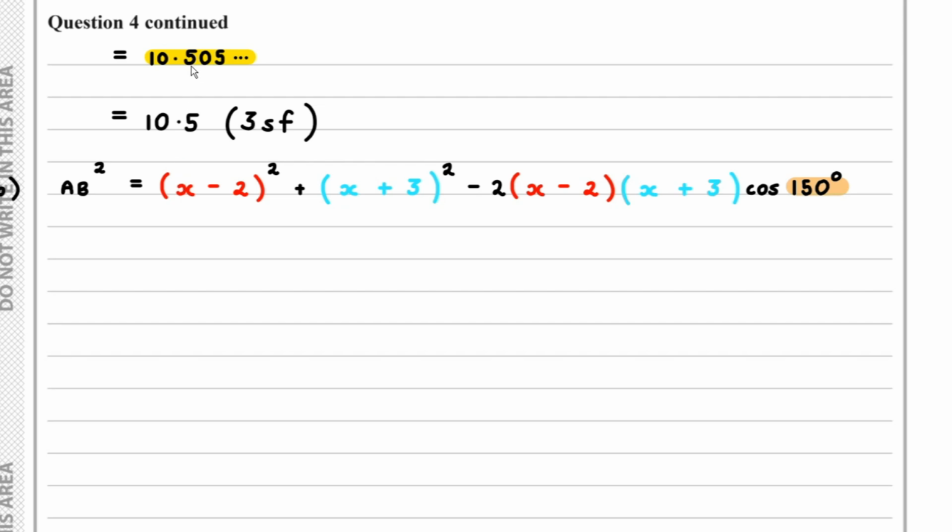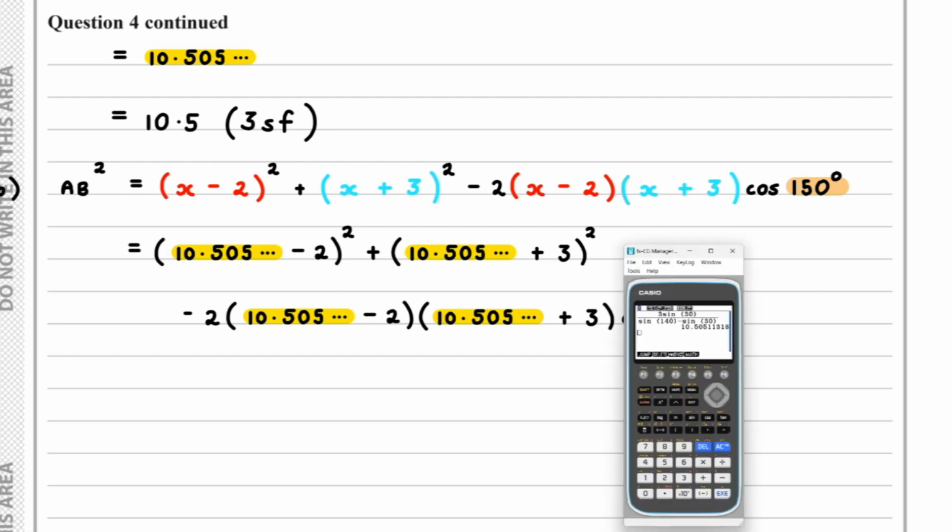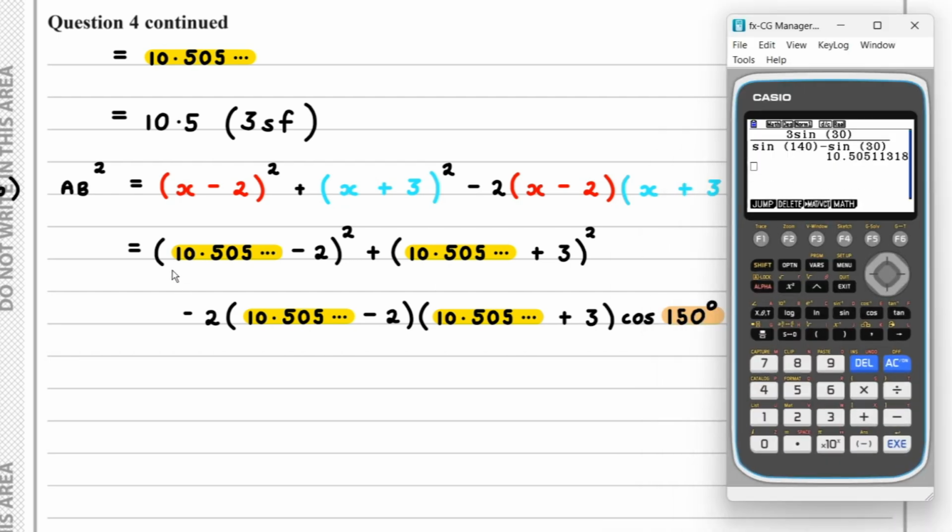We know what x is, that's 10.505, etc. So we have 10.505, etc. subtract 2 squared plus 10.505, etc. plus 3 squared subtract 2 multiplied by 10.505, etc. subtract 2 multiplied by 10.505, etc. plus 3 multiplied by the cosine of 150 degrees. So let's substitute all of this into our calculator.